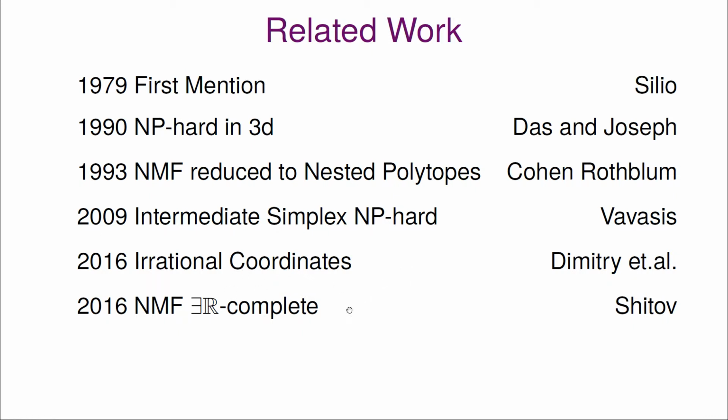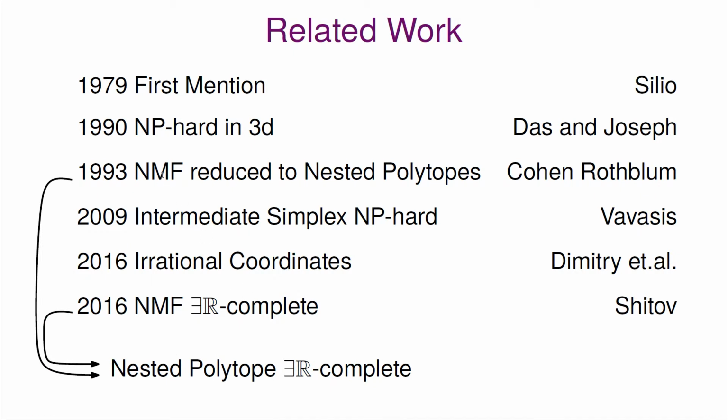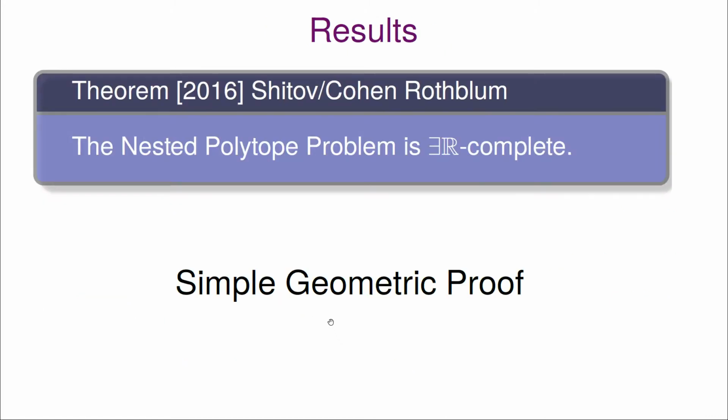So there was a little bit in parallel. But then Shitov showed that non-negative matrix factorization is complete for the existential theory of the reals. And together with the result from 1993, this implies that the nested polytope problem is also ER-complete. So our result today is that the nested polytope problem is ER-complete.